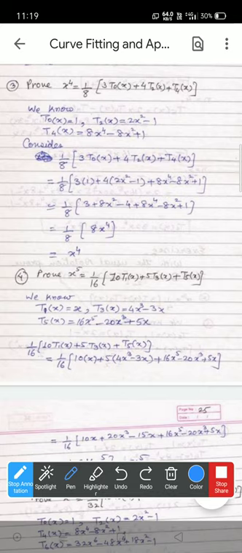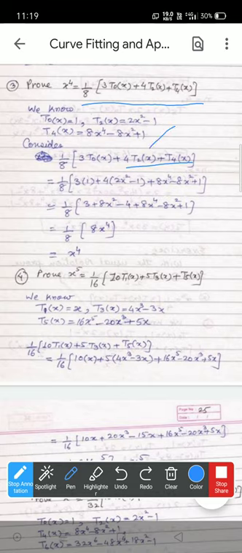Next example is prove that x raised to the power 4 is equal to 1 by 8 into 3 T0 of x plus 4 T2 of x plus T4 of x. So here we write first the values of T0, T2 and T4. T0 of x is equal to 1, T2 of x is equal to 2x square minus 1, T4 of x is equal to 8x raised to the power 4 minus 8x square plus 1.